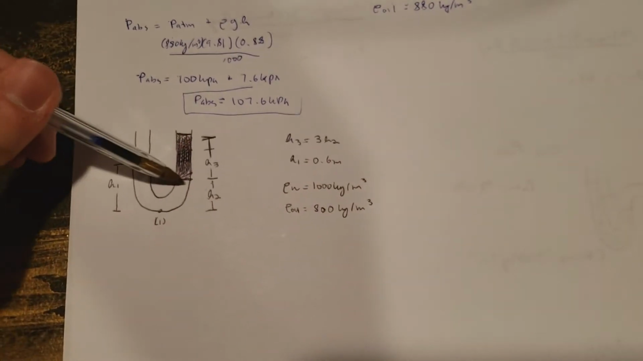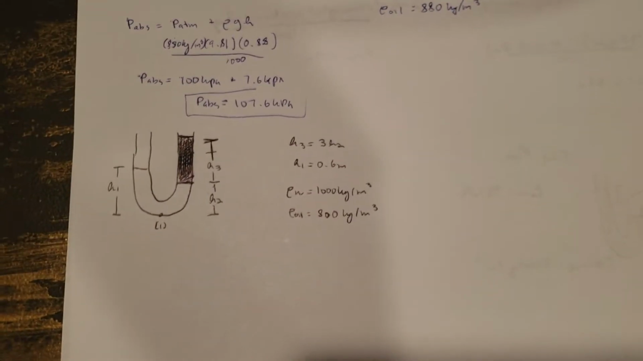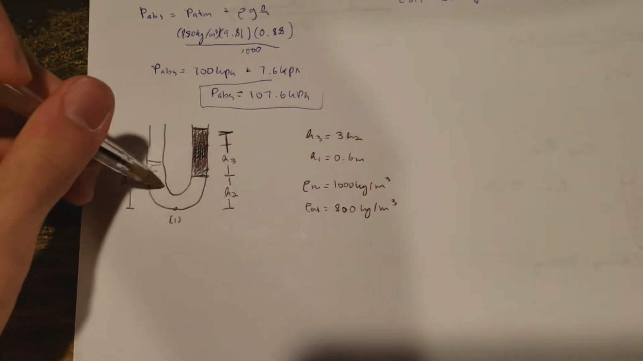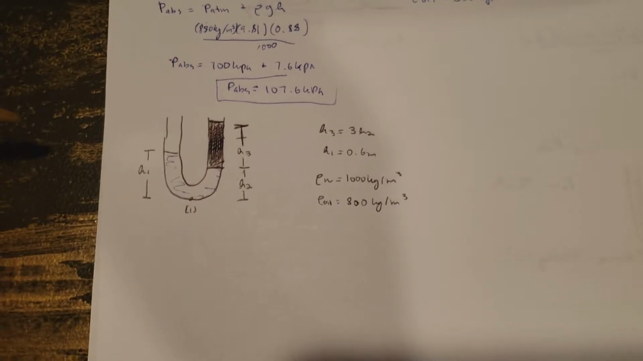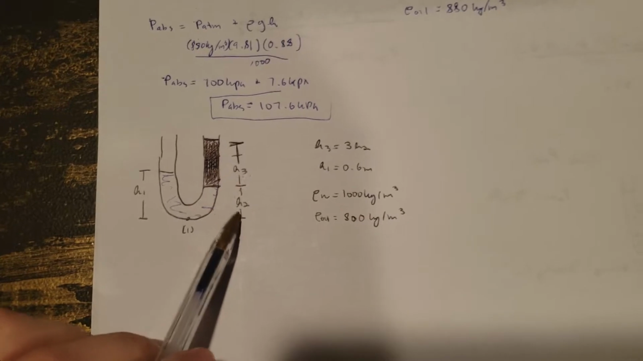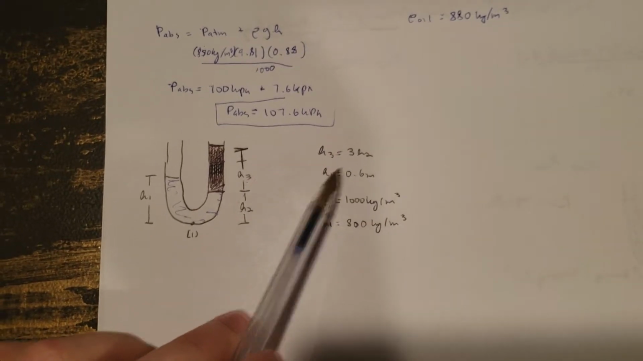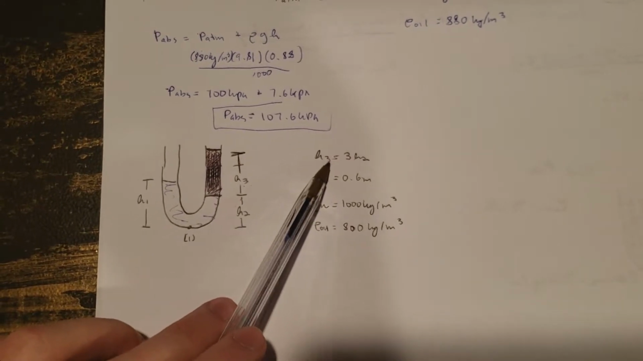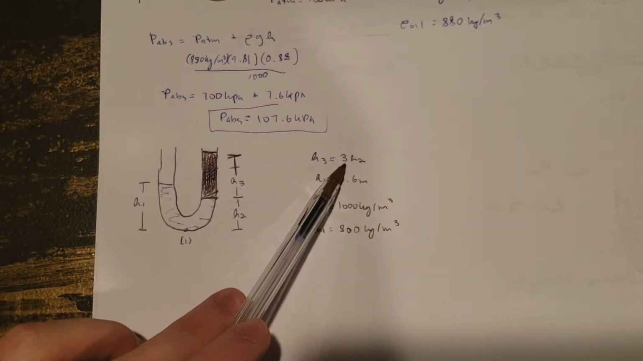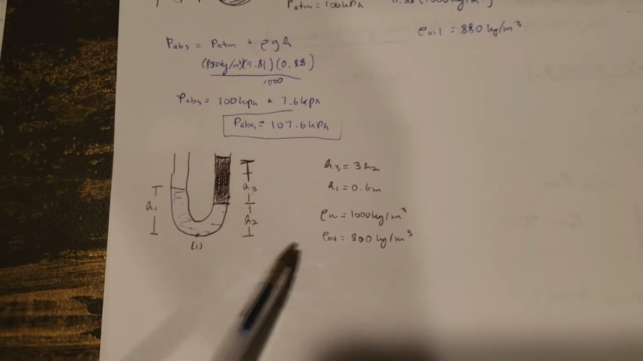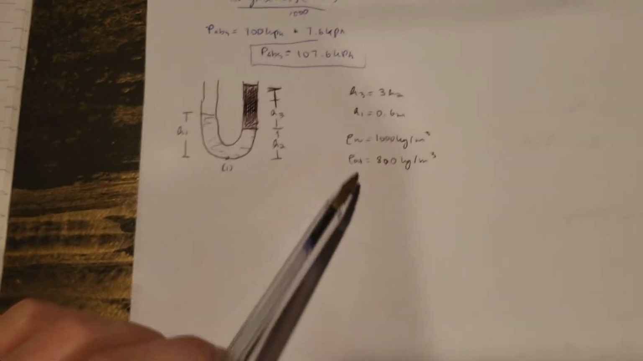So this top column right here is filled with, I don't know, oil. And then the rest of it is just water. So what we want to do is find out our height 3 and height 2 if we are only given a ratio between height 3 and height 2. So this means that height 3 is 3 times bigger than height 2. This is not drawn to scale, I apologize. And our height 1 is 0.6 meters. Density of water and oil are given.